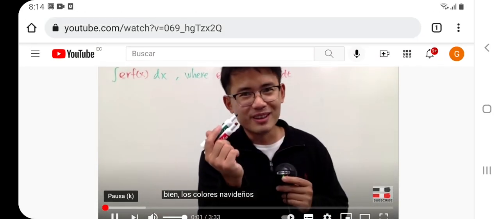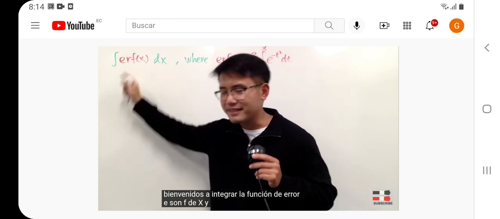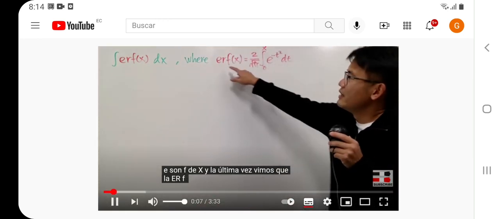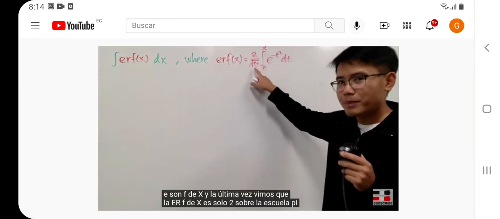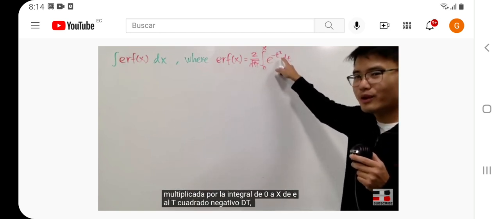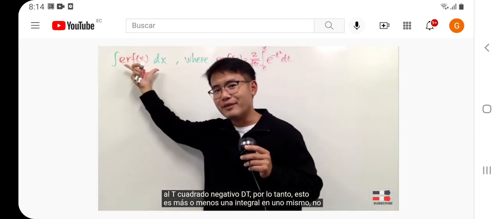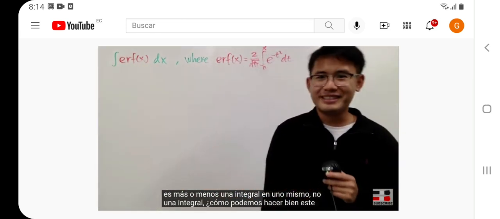Okay, Christmas colors continue. Here we're going to integrate the error function ERF of x. And last time we saw that the ERF of x is just 2 over square root pi times the integral from 0 to x of e to the negative t squared dt. Therefore, this is pretty much an integral in itself, not an integral. How can we do this then?